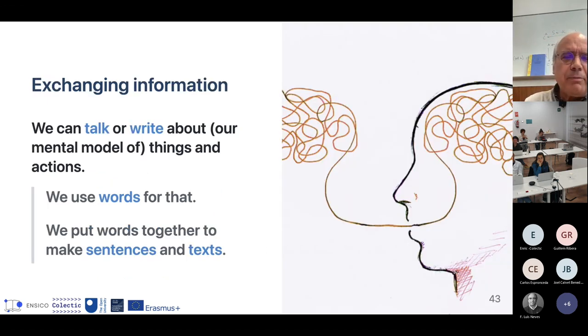Now, when we have mental models, we may wish to exchange and communicate them, and we can talk and write about them, and about the things that we are observing and about the actions we want to do. So we use words for that. We put words together to make sentences and texts. And this is the standard way of communicating our ideas about reality.